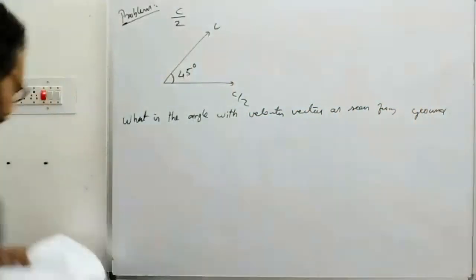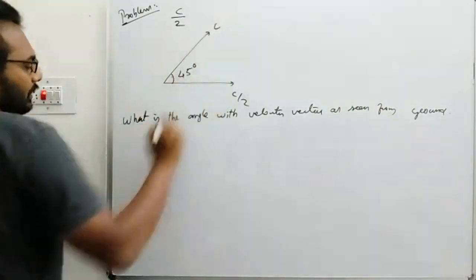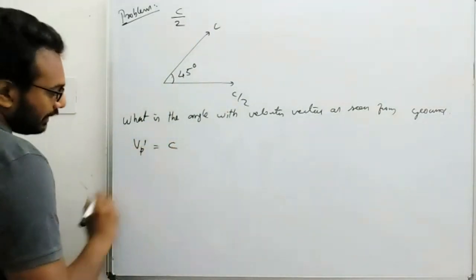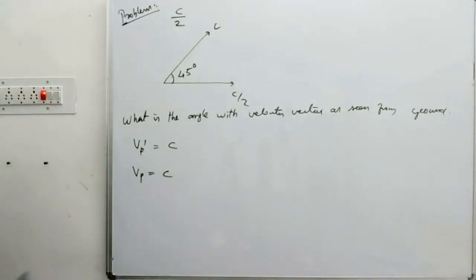Now, how do you do this? This is just an example of what we are talking about. What's the angle with velocity vector as seen from the ground? So it's 45 degree as seen from the car. What's the angle as seen from the ground? Now we know that this speed, we can call this Vp prime because it's seen from the car. Vp prime is equal to c. We immediately know that Vp is also equal to c because this does not change. The speed of light is invariant for all frames.